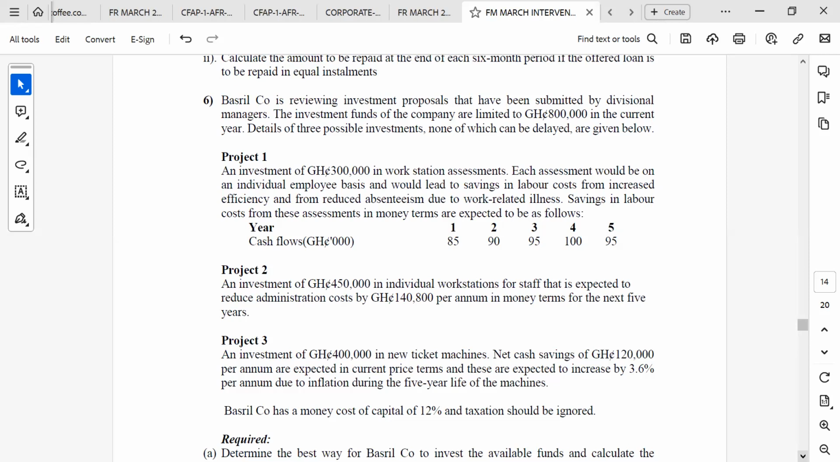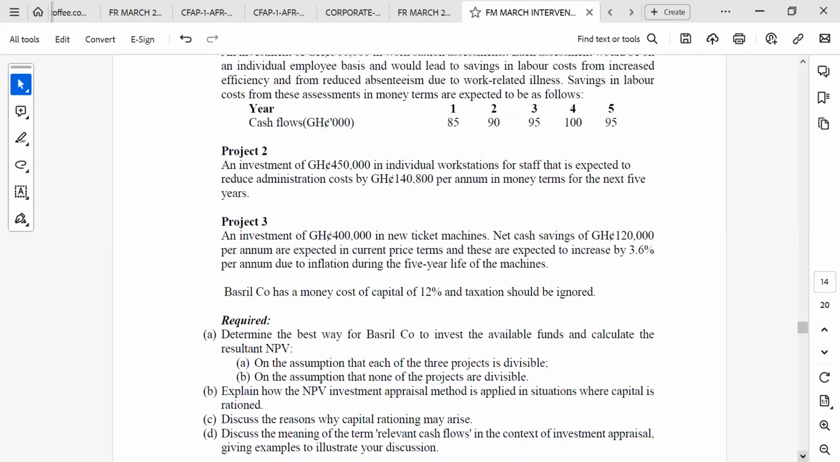Project 3. An investment of 400,000 in new ticket machines. Net cash savings of 120,000 per annum are expected in current price terms, and these are expected to increase by 3.6% per annum due to inflation during the 5-year life of the machines. Basrail Company has a money cost of capital of 12% and taxation should be ignored.